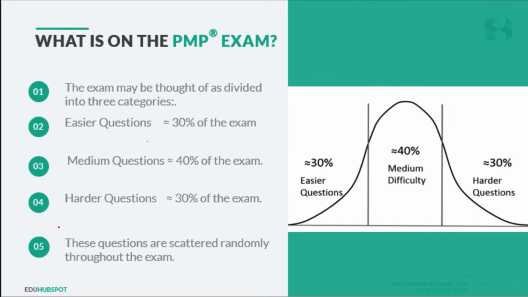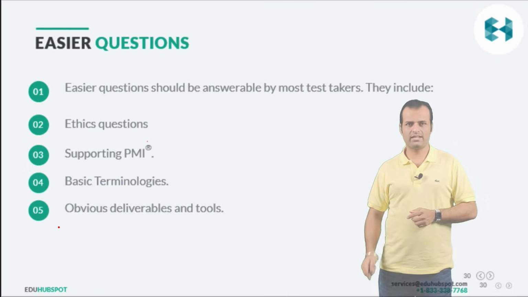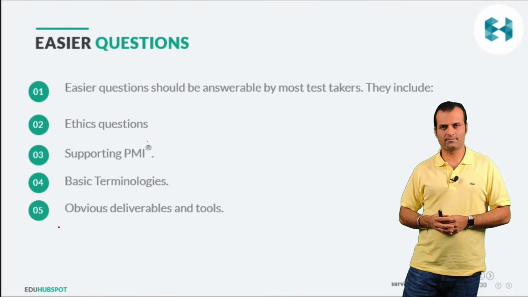Okay. Now, what is on the PMP exam? You will get 3 types of questions on the PMP exam. I mean, when I say 3 types, the types I've already explained, but what I'm trying to do is further categorize them into easier, medium, and harder. So typically you have around 30% easier questions, 40% medium difficulty, and finally 30% harder questions. So let's see, what are these easier questions?